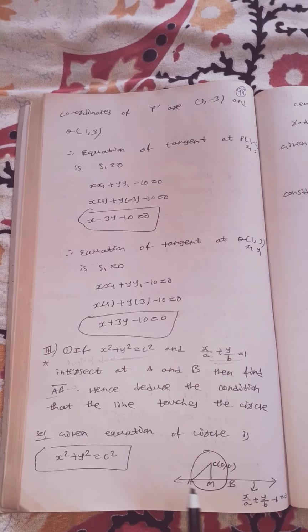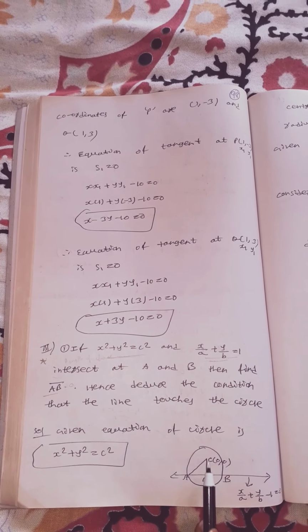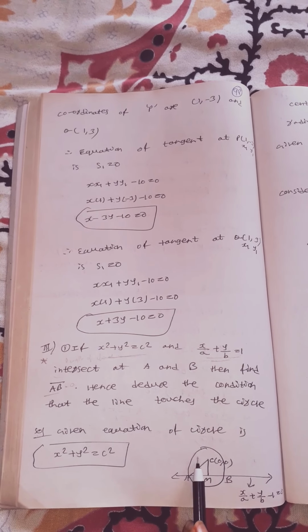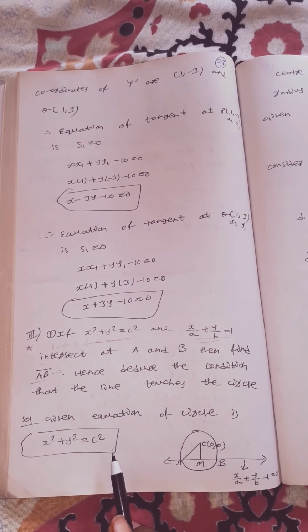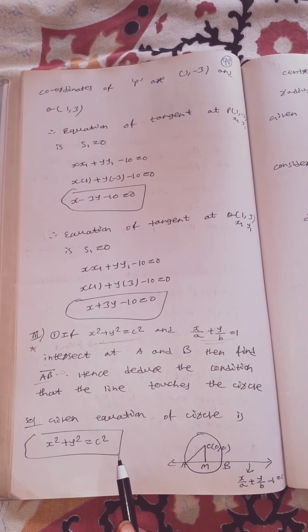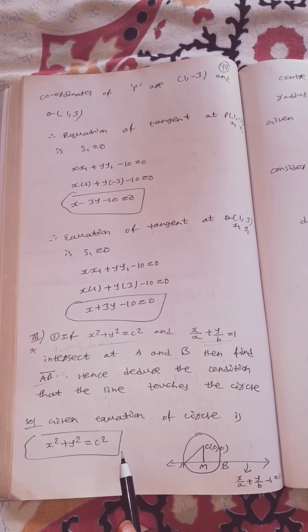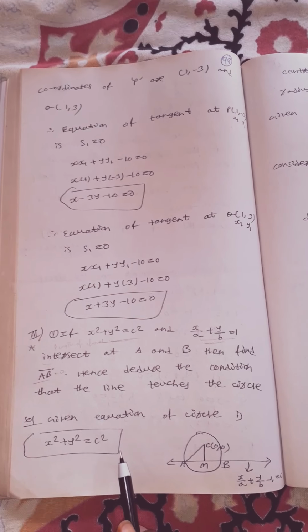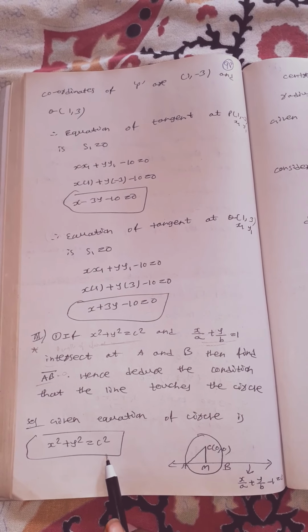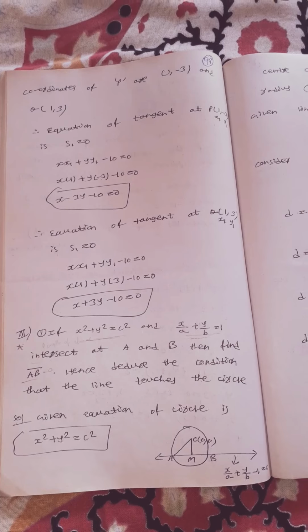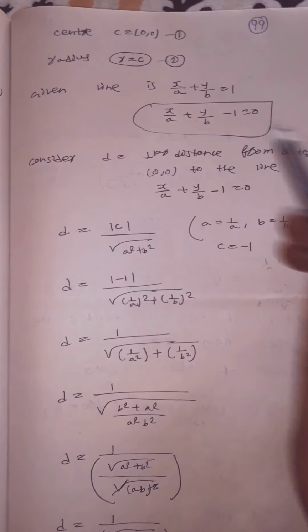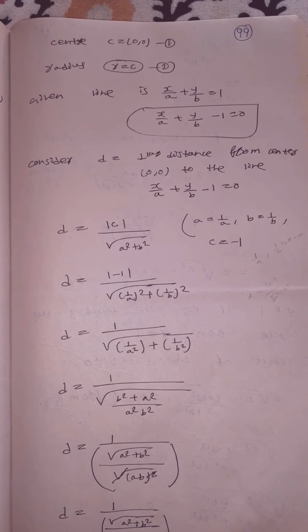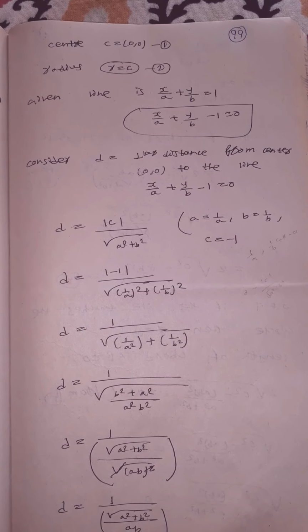So here is the R value, and here the d value. But in our question the radius is directly c. Why? Because comparing with x square plus y square equal to r square, the radius value is c. Center is (0, 0). So that only I have written: center (0, 0), radius r equal to c.